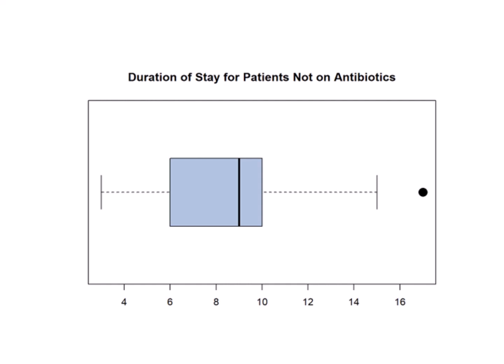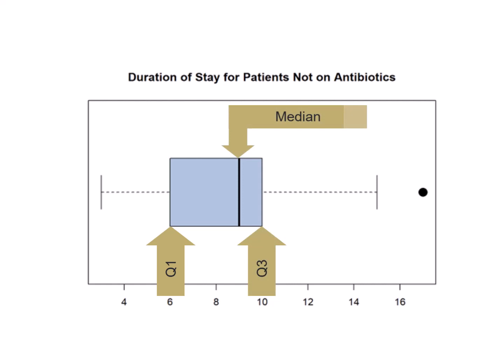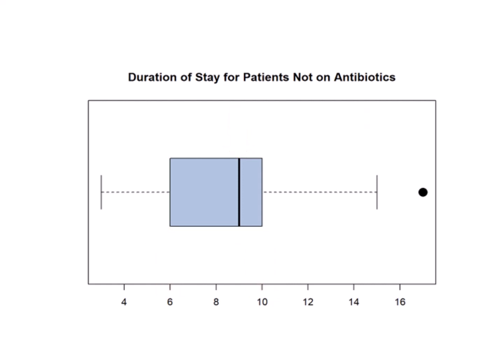The box part displays the quartiles and the median. An outlier is a data value that is significantly different from the rest of the dataset. If outliers are present, they will also be indicated on a box plot.